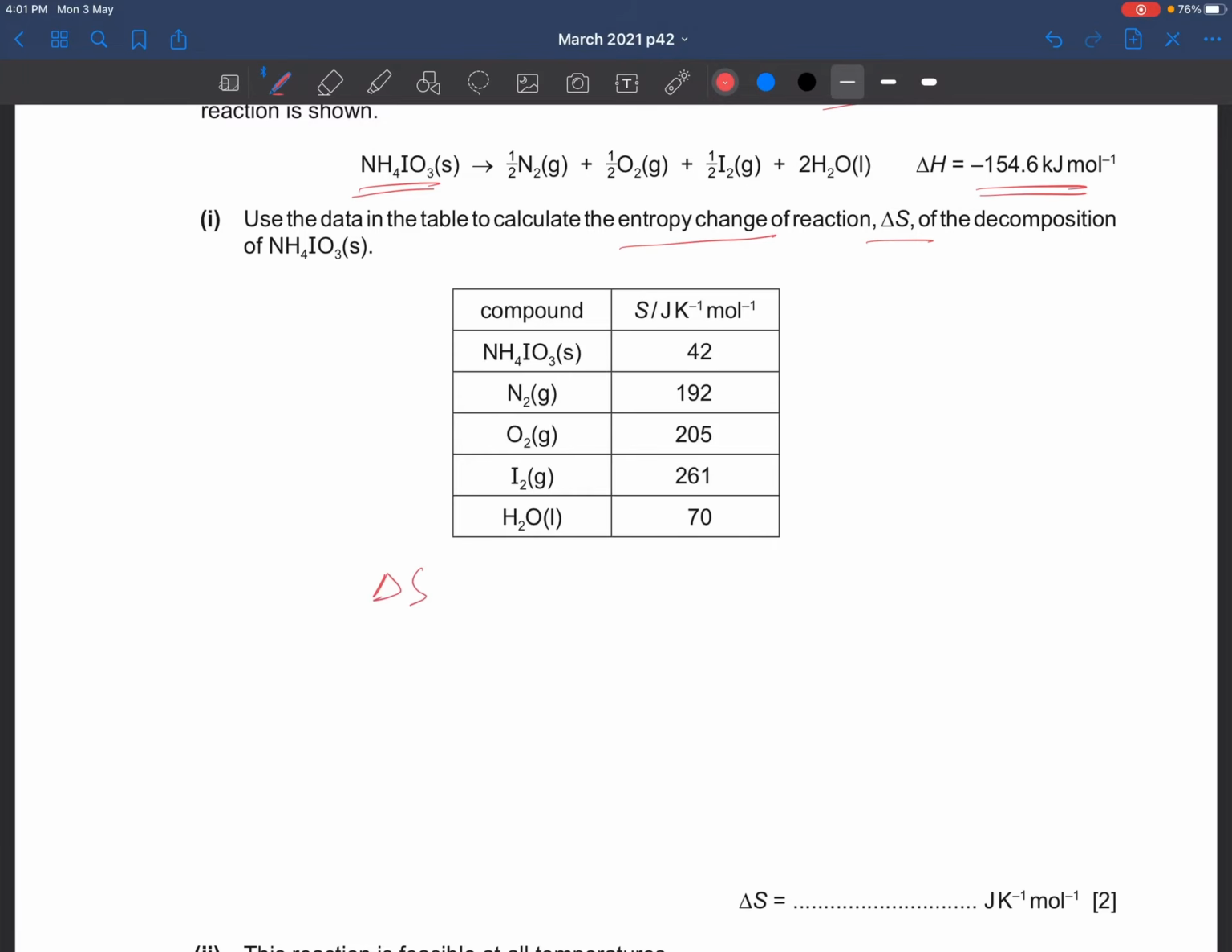So the change in entropy is equal to entropy of product minus entropy of reactant, right? So we have the entropy of reactant here 42, nitrogen would get multiplied by half, oxygen would also be multiplied by half, and iodine would also be multiplied by half, and you just have to add them up and then subtract it from this one. So the answer would be plus 427.